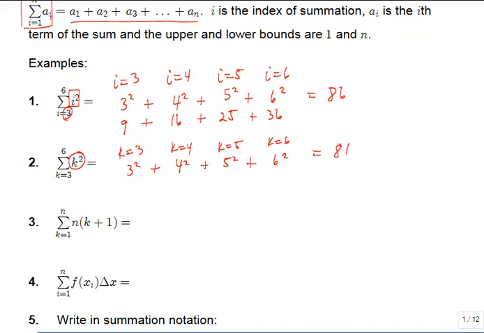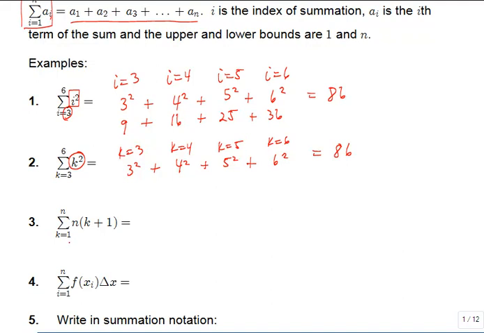So even though I swapped out my variable name, I still get exactly the same sum because I had exactly the same formula and I had the same lower and upper bounds. Typically in summation notation, your index of summation is either i, j, or k. Those are the typical variables that you see.